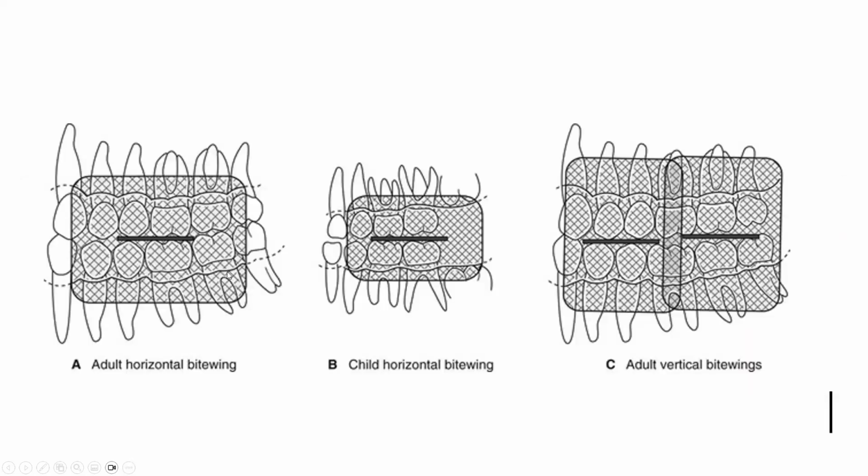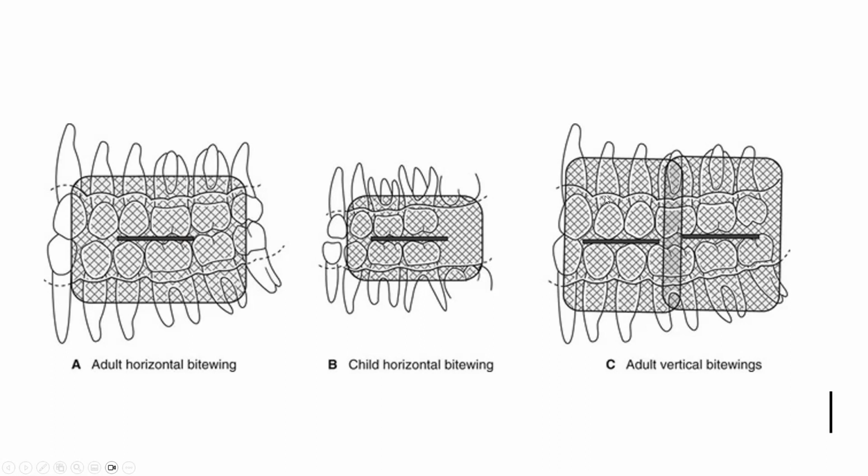Here we can see an adult horizontal bitewing X-ray. And over here we can see a child horizontal bitewing X-ray. Keep in mind that when you are taking the pediatric bitewing X-ray, the distal surface of the last erupted tooth in the oral cavity or on that side of the arch, upper and lower both arches, should be covered. Remember that. Even if there is no tooth distal to it, we will still take the X-ray of the distal surface as well.